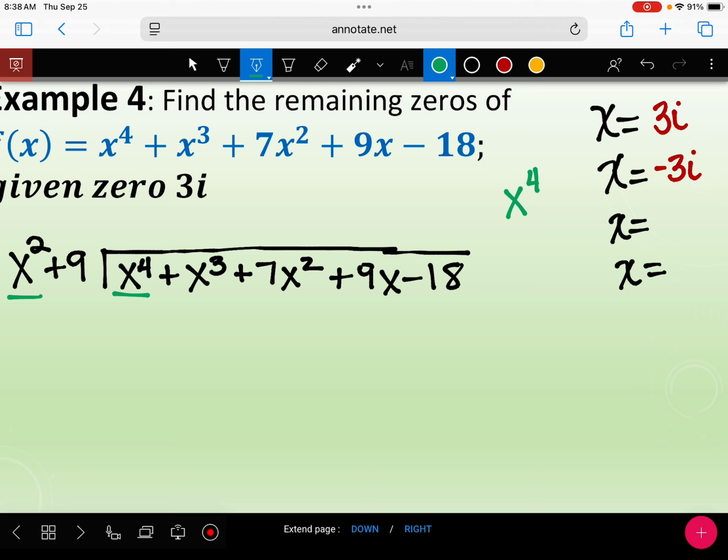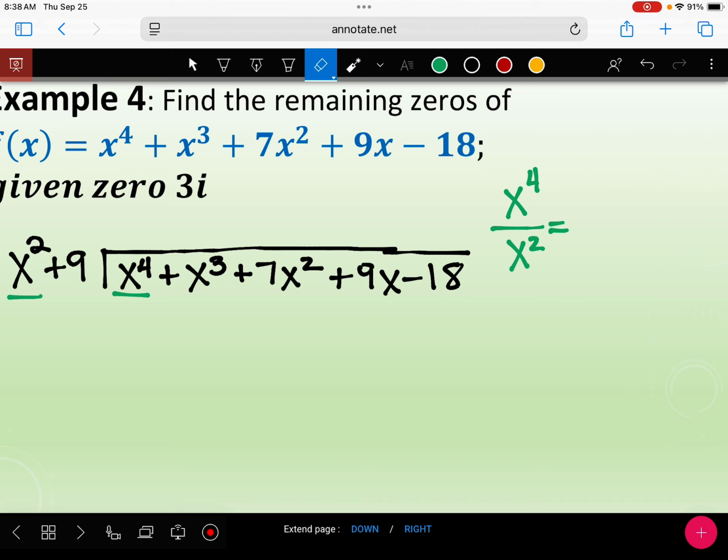So I want you to take x to the 4th and divide that by x squared. What do you think you get when you take x to the 4th divided by x squared? I'm going to have to move this over because it's in my way. All right, you get what? X squared. I'm going to put that on the roof. I'm going to line it up with my like terms, though. I'm going to put it above the 7x squared. You always start by dividing your first term.